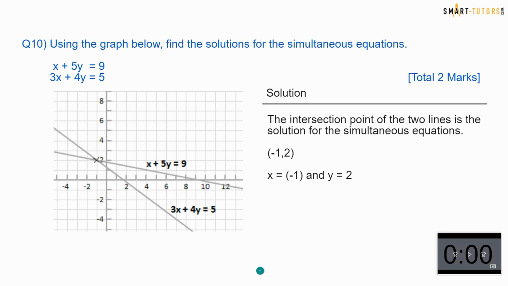The intersection point of two lines is the solution for the simultaneous equation. So the intersection point is here: the x coordinate is -1, the y coordinate is 2. So the answer is -1, 2. So the x answer is -1 and the y answer is 2.